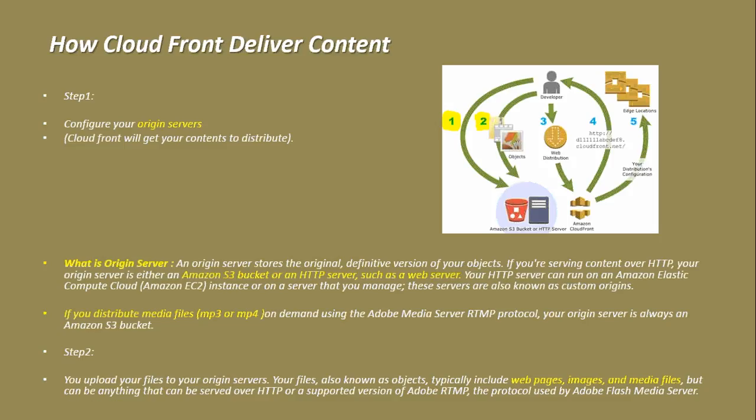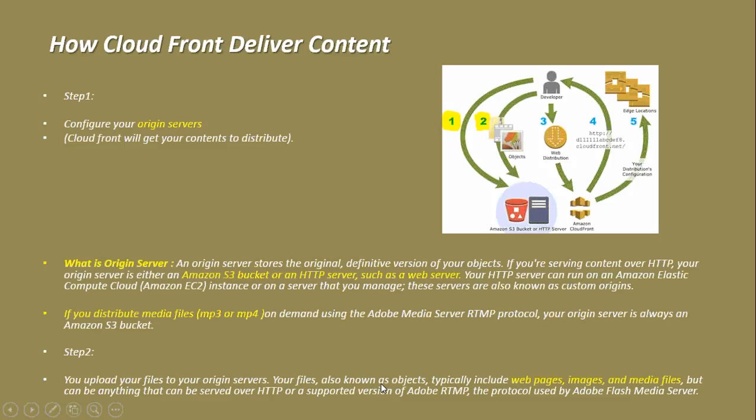Now step 2 is we'll be uploading all those files which will be accessed by the users. When users will be accessing the websites, those could be our images, HTML files. We'll be storing or uploading all those files onto our origin servers. And in case you will be serving dynamic content like MP3, MP4 or other media files, then you can upload your content or objects onto the Amazon S3 bucket. Like that, upload files to the origin servers.